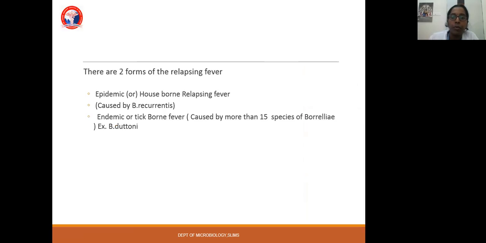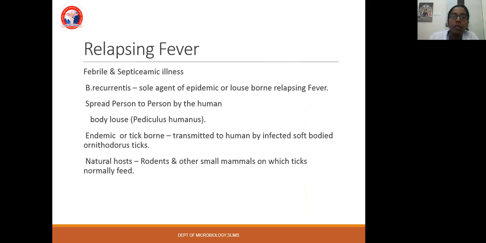This is Borrelia burgdorferi. There are two forms of relapsing fever: epidemic or louse-borne, sorry for the mistake, and endemic or tick-borne fever, which is caused by more than 15 species of Borrelia. Relapsing fever is a febrile, septicemic illness. Borrelia recurrentis is the sole agent for epidemic or louse-borne relapsing fever. It spreads person to person, basically by the body louse.